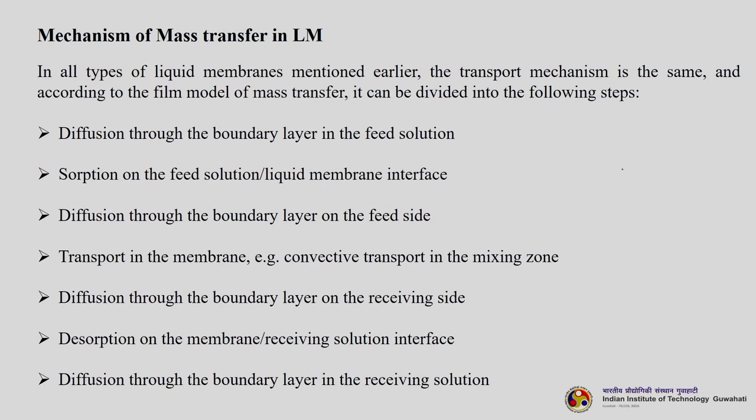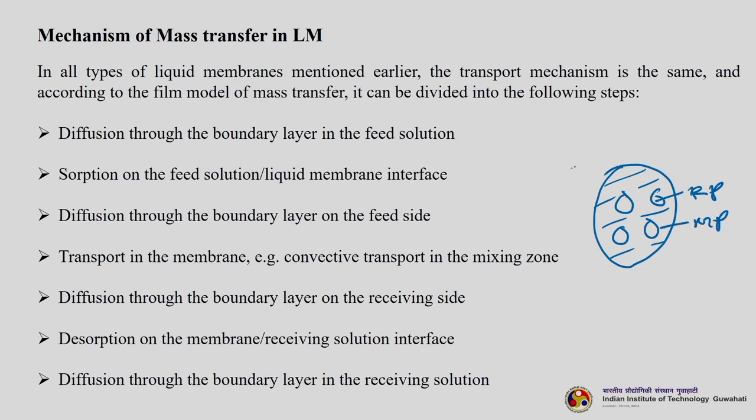So, basically if you try to explain it, let us say this is an emulsion in which there are receiving phases and this is the membrane. So, this is the receiving phase, this is the membrane phase and this is your feed phase. Now, what will happen? There will be a thin boundary layer here. So, initially the solute will diffuse through the boundary layer from the bulk to the boundary layer.